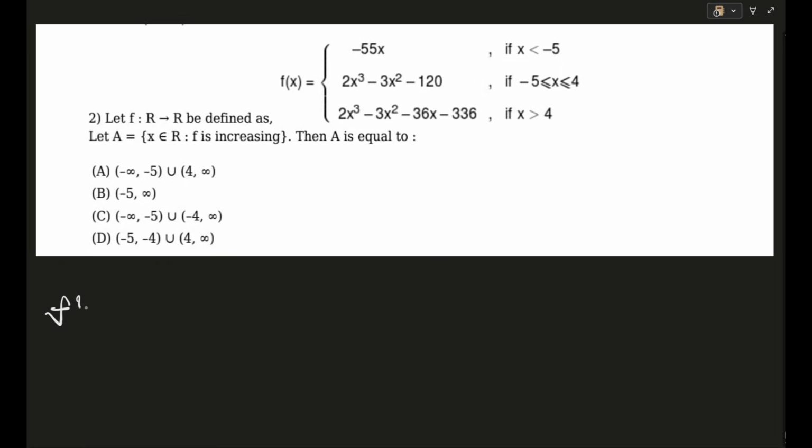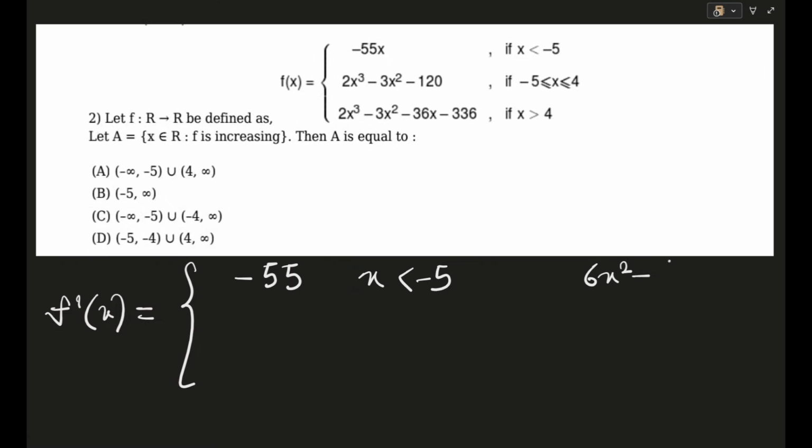So next thing is we find out f dash x. So f dash x will come out to be, in the same interval form, minus 55 when x is less than minus 5. Okay, and 2x cube minus 3x square minus 120x on differentiating will give 6x square minus 6x minus 120. There is actually a printing mistake, I guess: this thing is 2x cube minus 3x square minus 120x. Okay, this x is missing, just put that in.